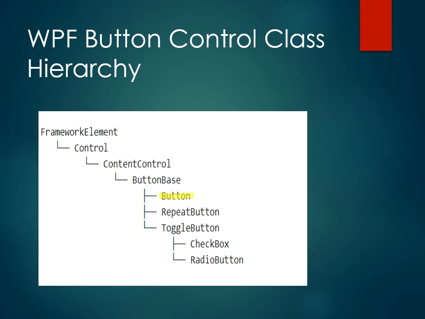Button is the standard clickable control. It triggers an action when clicked. RepeatButton fires the click event repeatedly while the button is pressed. ToggleButton maintains a state, checked and unchecked, and RadioButton allows selection from a group of mutually exclusive options. Other controls like header content control, items control, and range controls, you can look into yourself.